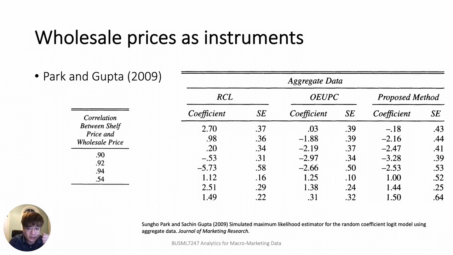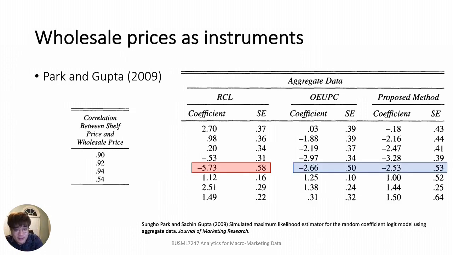This table shows the endogeneity bias corrected. This red box indicates the estimate of the price coefficient under the exogeneity assumption. And this blue box indicates the estimate with the wholesale prices as instruments in 2 different model specifications. With the instruments, the estimate becomes much smaller, implying that consumers' price sensitivities are overestimated when the endogeneity is not controlled.